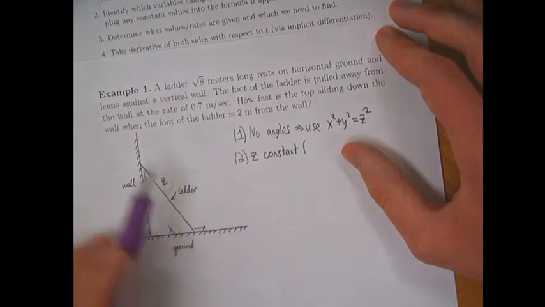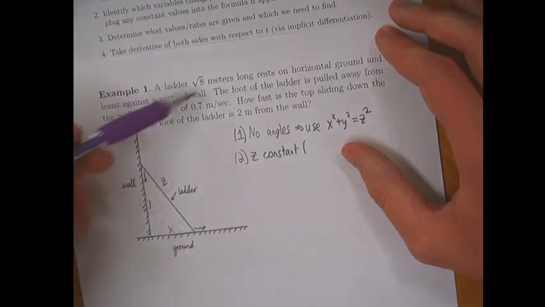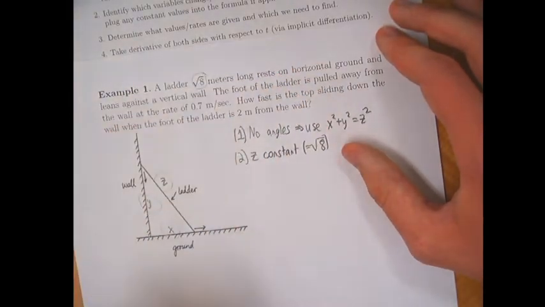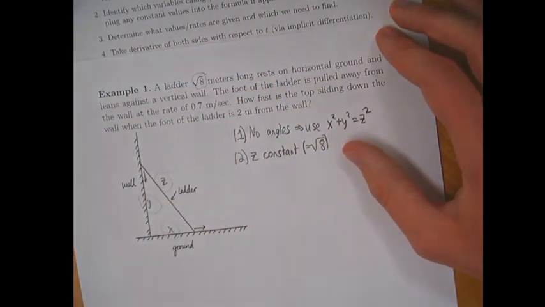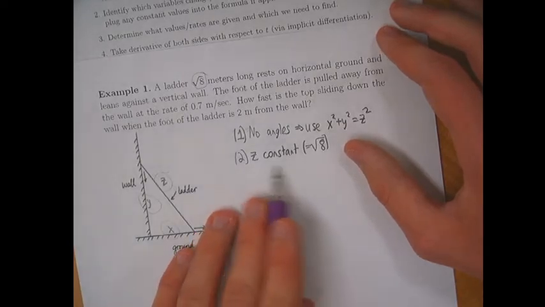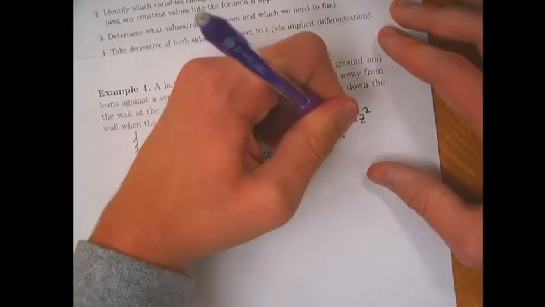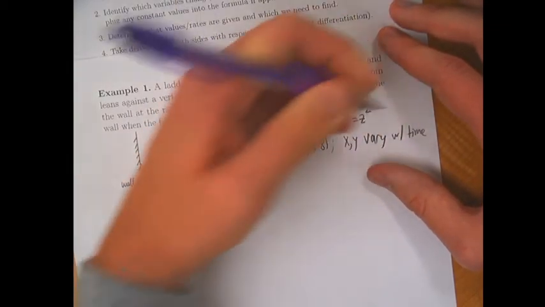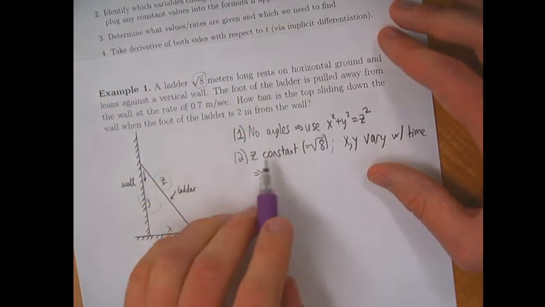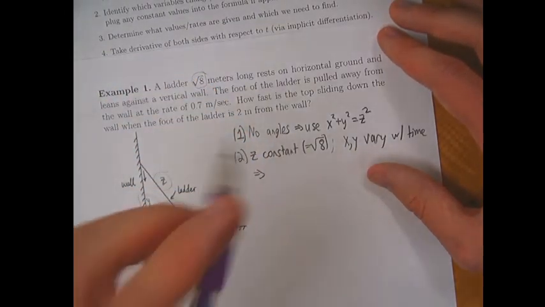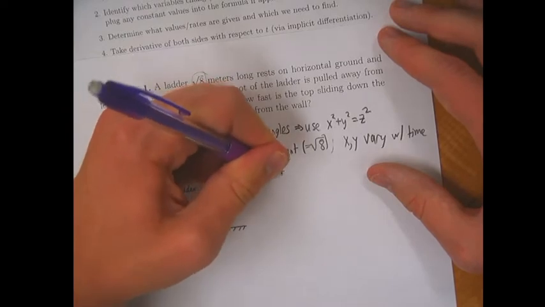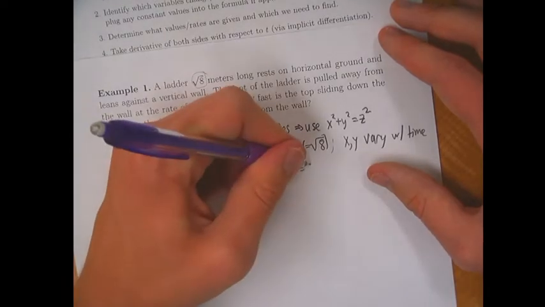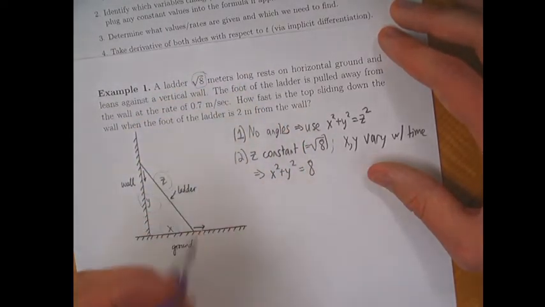And so to see what that is, well, since z corresponds to the ladder, which is square root of 8 meters long, z will then correspond to the square root of 8 for every single moment that we're considering here. And then, of course, x and y are going to vary with time. Okay? So if z is always constant, we can just plug that into our Pythagorean theorem to get that x squared plus y squared, in this case, just equals 8, because square root of 8 squared is just 8.